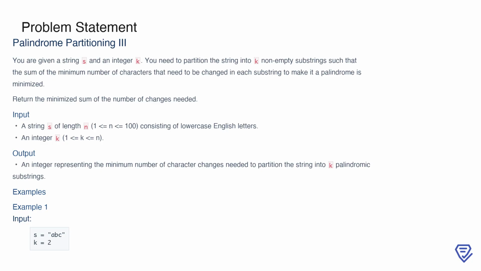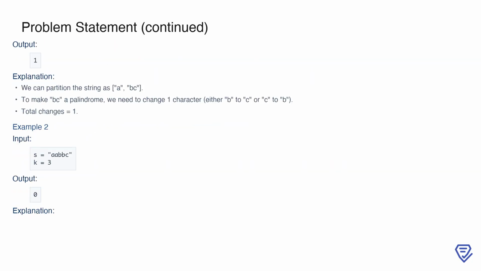k palindromic substrings. For example, if the input string is S equals "abc" and k equals 2, the output is 1. Here's why: we can partition the string into two substrings, such as "a" and "bc". The first substring, "a", is already a palindrome, so no changes are needed. However, the second substring, "bc", needs one character change to become a palindrome. We could change B to C, or C to B, resulting in the palindromic substring "cc" or "bb". The total number of changes required is 1. This demonstrates how the problem focuses on minimizing the total changes across all partitions.